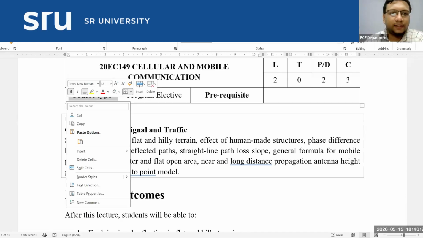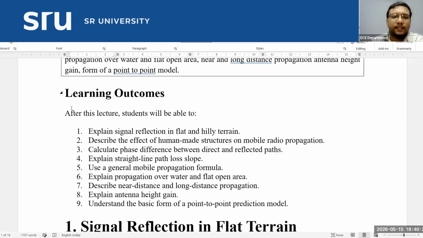After this lecture, you will be able to explain the signal reflection in flat and hilly terrain. You will be able to describe the effect of human-made structures on mobile radio propagation. You will be able to calculate the phase difference between direct and reflected paths. You will be able to explain the straight line path loss slope. You will be able to use a general mobile propagation formula for practical applications.